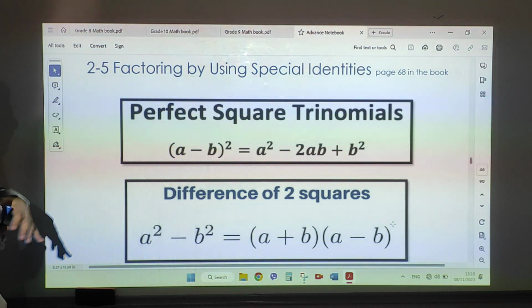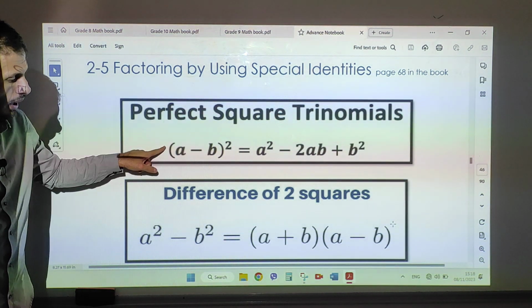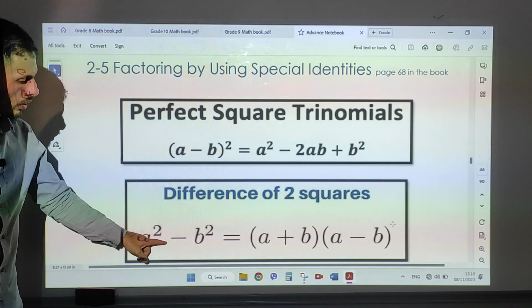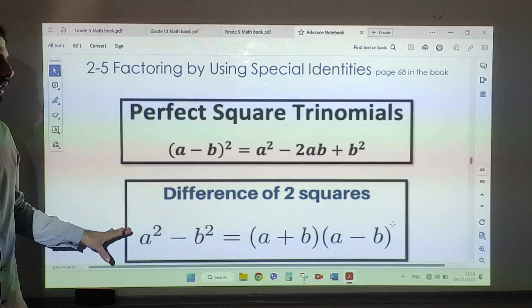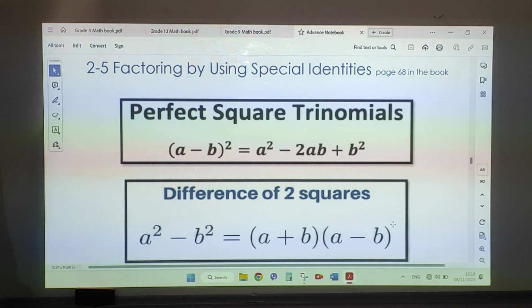Be very careful about the result of that. A minus b to the power of 2 in brackets, and a power 2 minus b power 2, they are totally different. This is perfect square trinomial. This is difference of two squares.